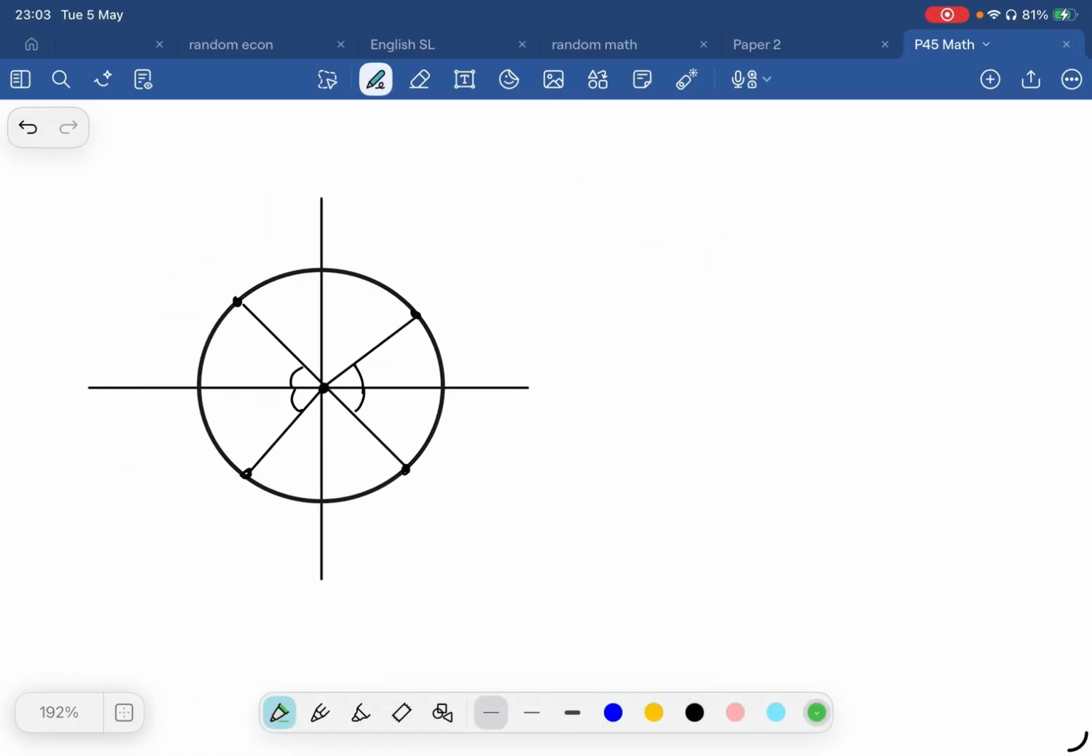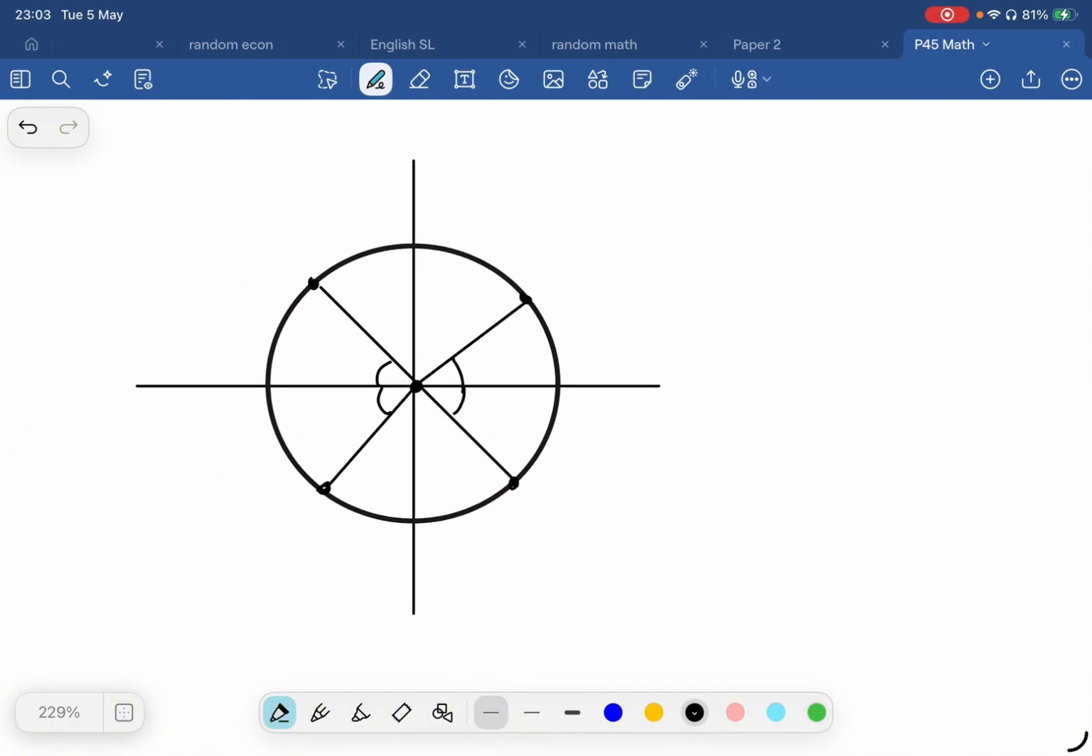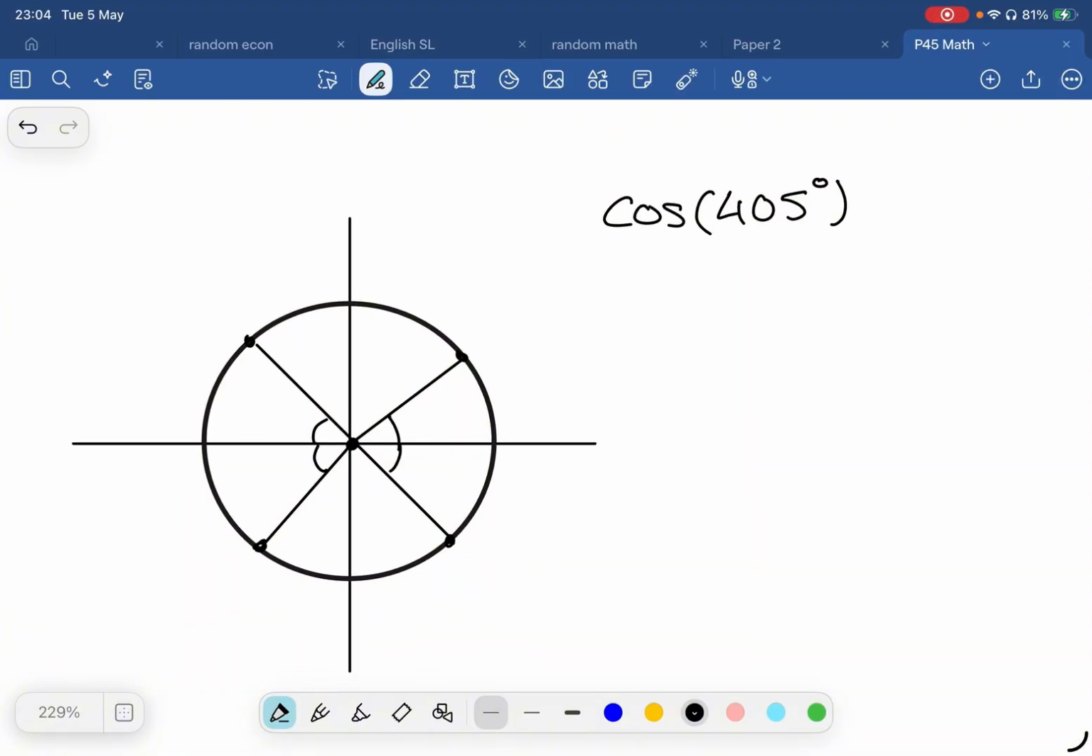Okay, and the last thing I want to do is, well, if I ask you cos of 405, how would you solve that? Okay, so these type of questions are the main reason we learn about the unit circle, because you pretty much need the unit circle to solve this. I mean, it's very, very difficult to solve without the unit circle. You could use the graph, but I think the unit circle is definitely the best way to solve it.